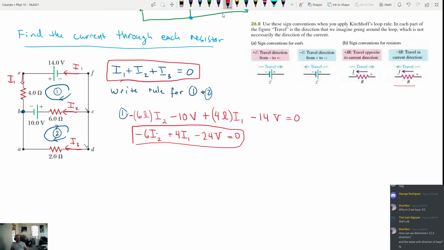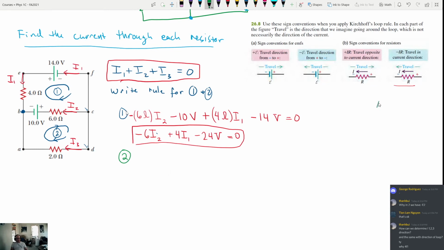All right. Okay, let's do another loop. We'll do it in green. So loop 2. Any questions about loop 1? And do you all agree? Why 4I1? There's a 4 ohm resistor right here. There's a current I1 flowing through it. So you have to write 4 times I1. Does that make sense?